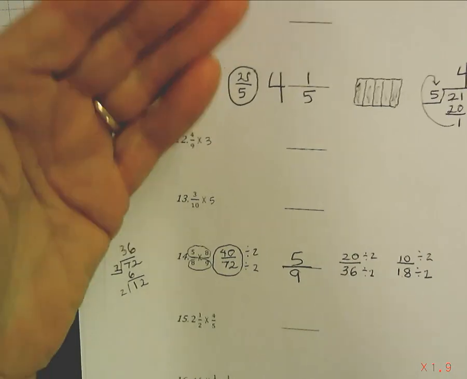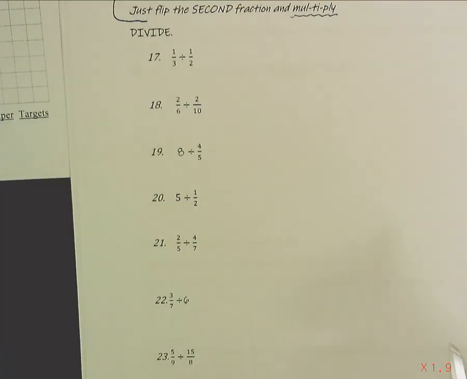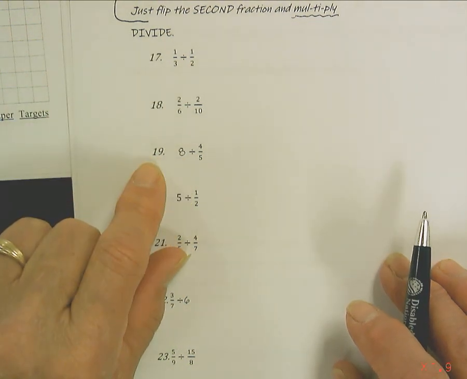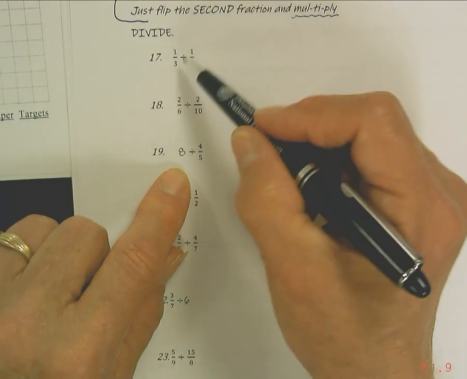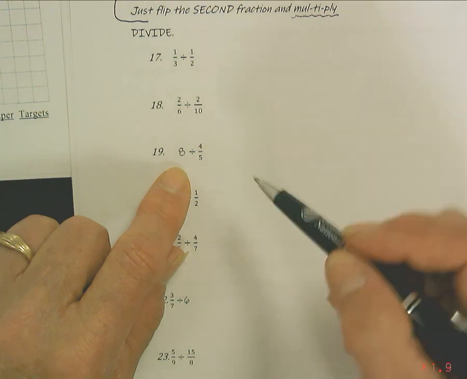And look how great you did on multiplication. You already know how to multiply. Top times the top and the bottom times the bottom. All right. Now let's look at number 19. These are pretty easy. Flip and then multiply.